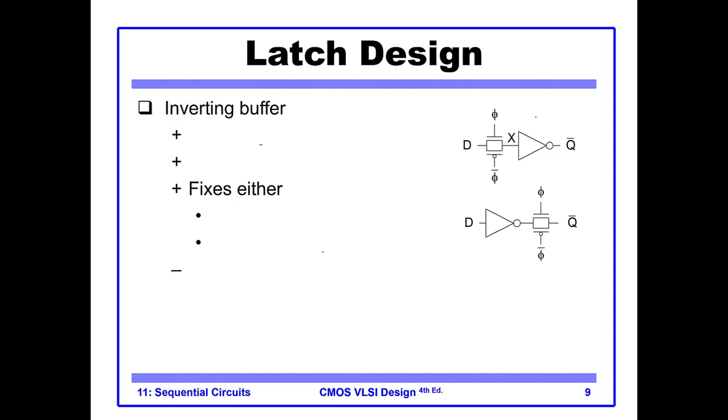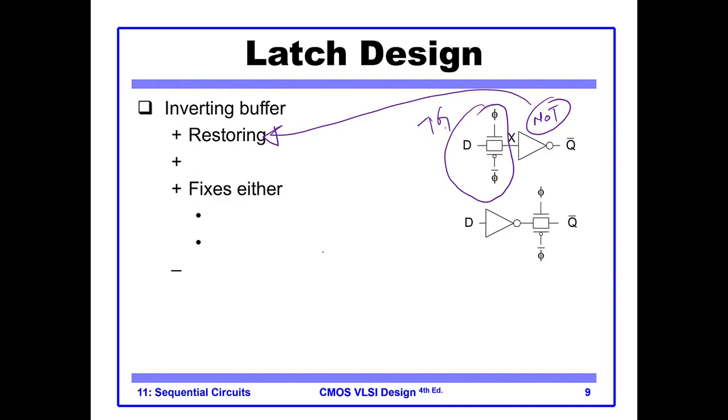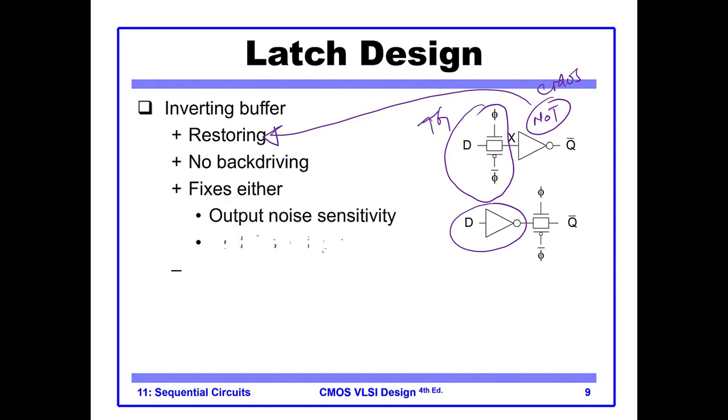Then you can add a buffer, or sorry, a NOT gate here, and this NOT gate has this advantage that it becomes restoring. So basically this is our transmission gate, and in front of the transmission gate you put a CMOS NOT gate, so it becomes a restoring circuit overall. You can also put it at the input and you can fix some of the problems. But if you use a NOT gate, the final output is inverted.